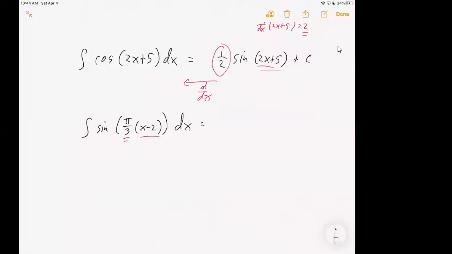And by the way, everything that I have in the argument is a linear function. So this fits the mold of being linear. Ask yourself, what is the slope of that linear function?